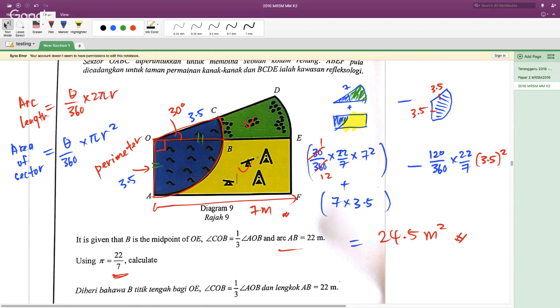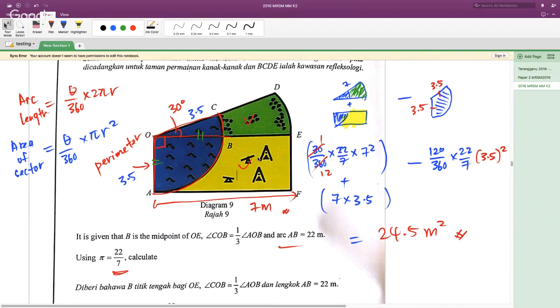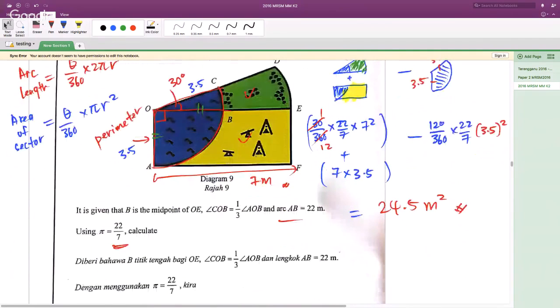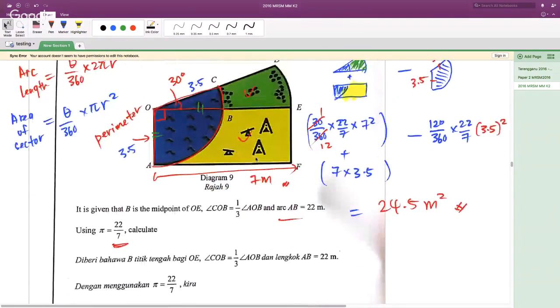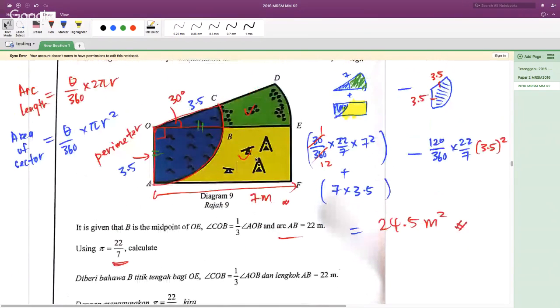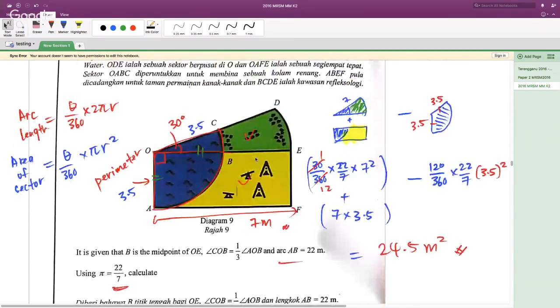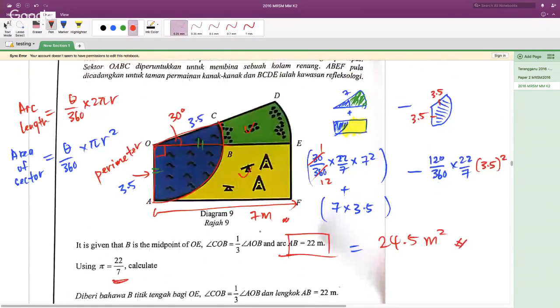And I don't think you will need to find the arc length for CB or BC, because it's not useful over here. Because the swimming pool, you just need to know... Oh, yes. The AB over here is from A to B only. Yes, I got the question wrong. Because A to B is 22. We still need to find B to C.